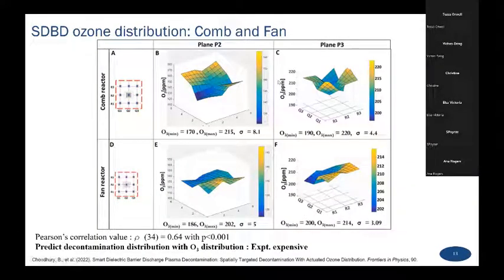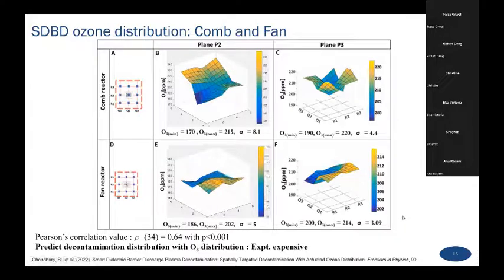Now, to relate this to ozone distribution, ozone measurements were taken in the same 2 planes and related to the decontamination distribution observed in both planes. In plane 2, here's a video showing how it changes in the same exposure time of 3.5 minutes. As we can see, the comb reactor is very biased towards one side, whereas at the other points, there is not much ozone reaching, which can be attributed to the biased decontamination that we saw in the previous slide. As for the fan reactor, there is a more uniform distribution, resulting in a more uniform decontamination.